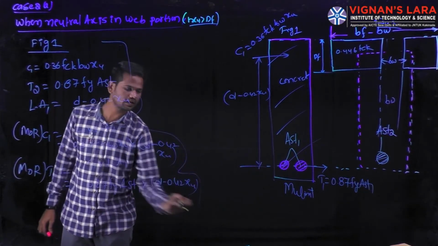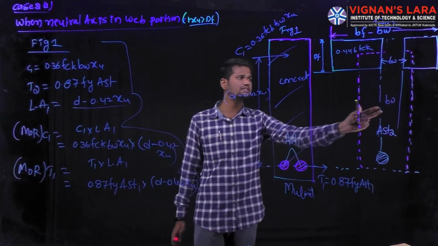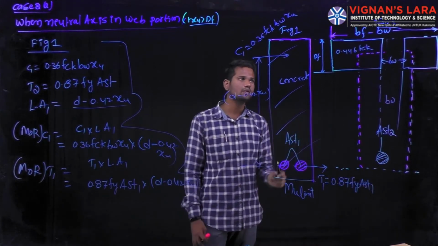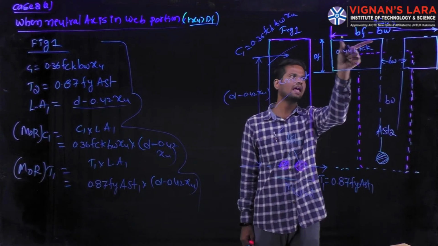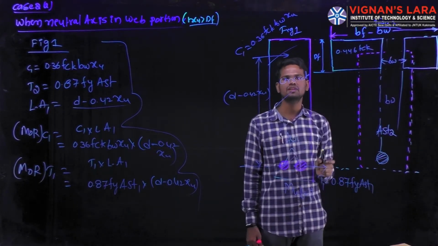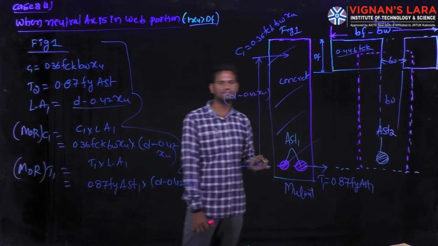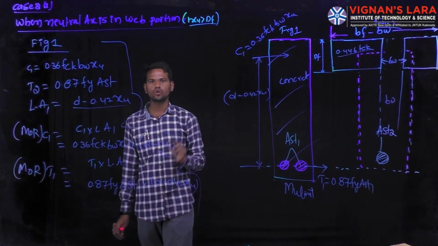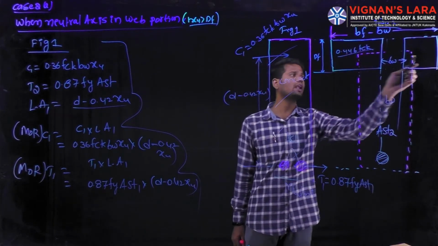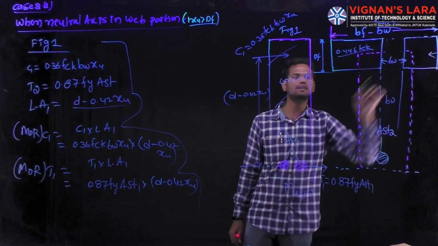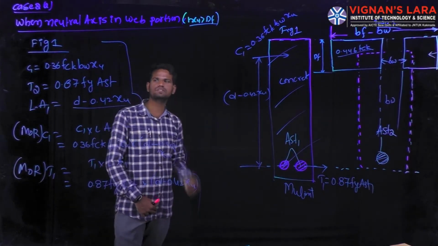Next we will calculate the moment of resistance for this particular flange portion. Again, if you see here, this is the depth of the flange, bf minus bw is the width of the flange, and 0.446 into fck is the total compressive stress acting on the block. From this we will calculate how much total compressive force is acting on the beam.